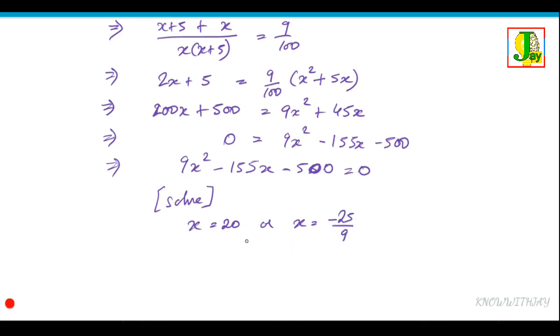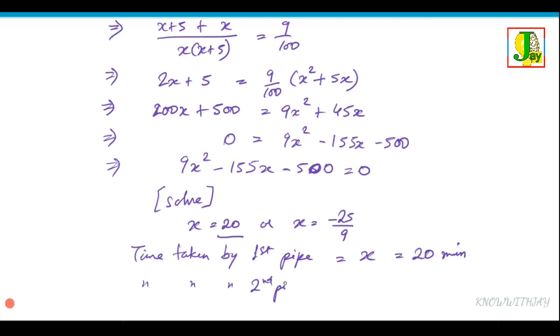So x is the time taken by the first pipe to fill the tank, so it cannot be negative, and since we have covered everything in minutes here, the time taken by the first pipe equals x minutes, that's 20 minutes to fill the tank, and the time taken by the second pipe equals x plus 5 minutes. That's 25 minutes.